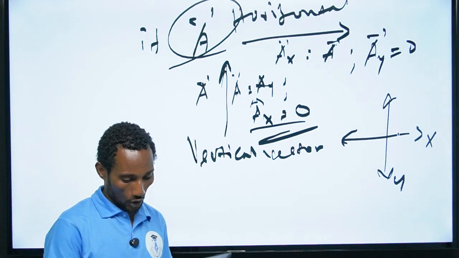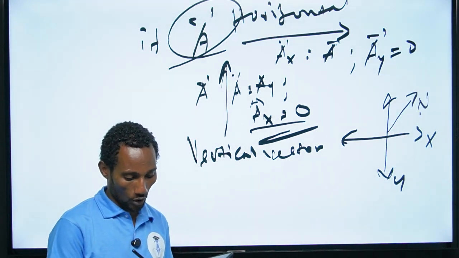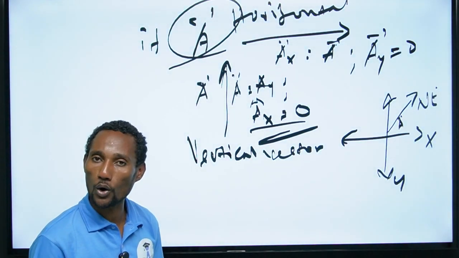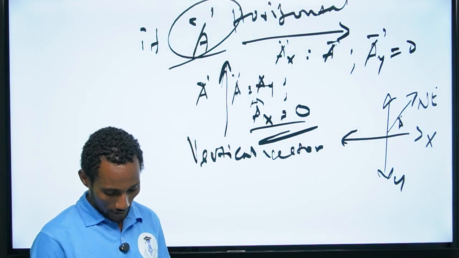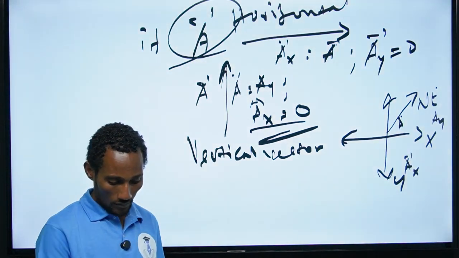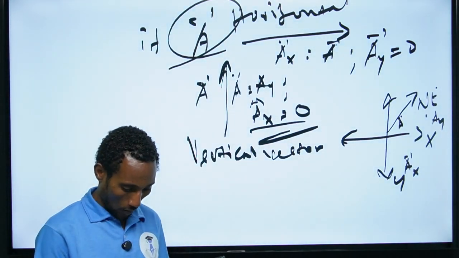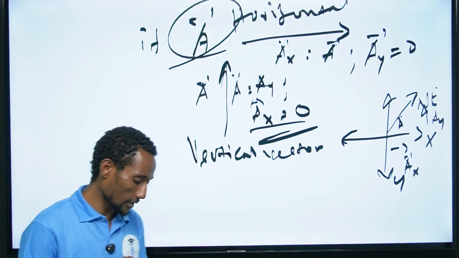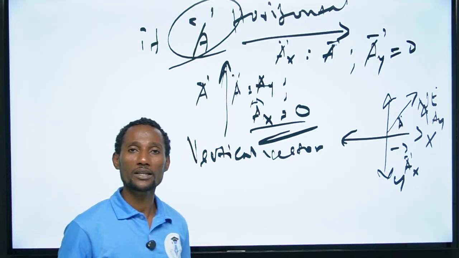If A is found in the northeast, you have both x and y components. In this case we have Ax and Ay, Ay to the vertical and Ax to the horizontal. You have to think of this in terms of vector resolution.